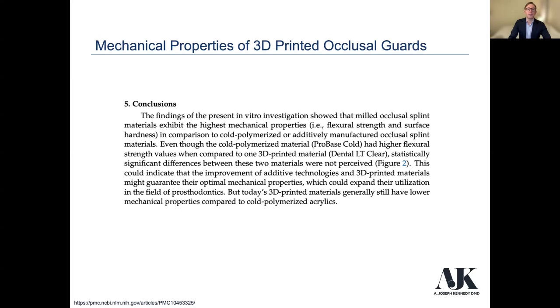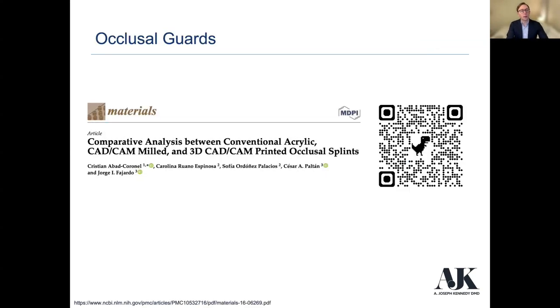Again, the findings of this one in particular showed that the milled occlusal splint materials have the highest mechanical properties, the flexural strength and surface hardness, in comparison to cold polymerized or the additively manufactured, which is the 3D printed materials. So I think that's the takeaway there.